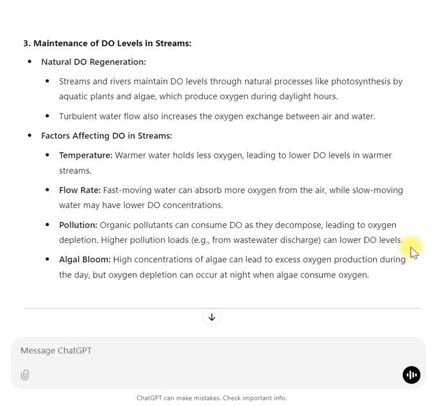Pollution: Organic pollutants can consume DO as they decompose, leading to oxygen depletion. Higher pollution loads, e.g. from wastewater discharge, can lower DO levels. Algal bloom: High concentrations of algae can lead to excess oxygen production during the day, but oxygen depletion can occur at night when algae consume oxygen.